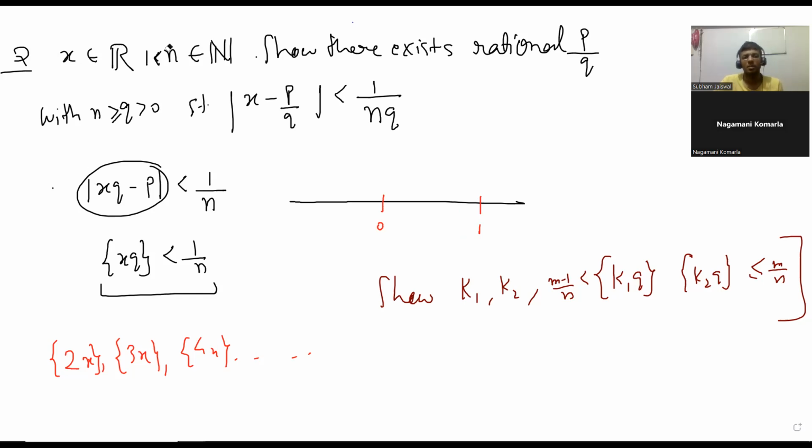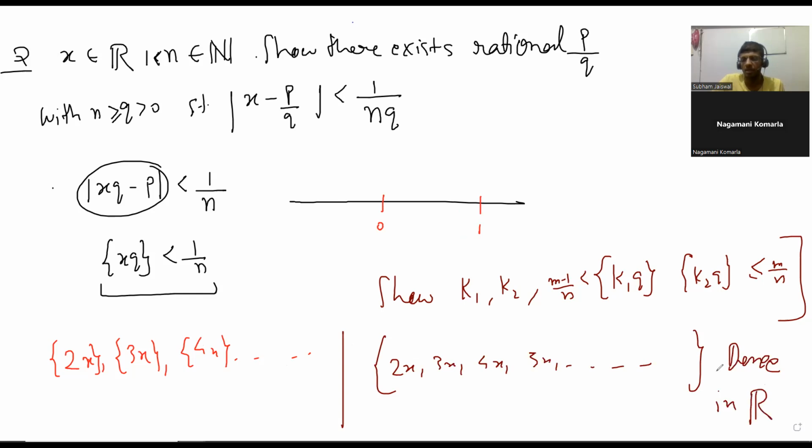What this is saying is something like this: if you don't take the fractional parts and just take this, then you can show that this set is actually dense in R. And what do I mean by dense? You can try to prove this, you should prove this, because this kind of question comes up in all kinds of forms.